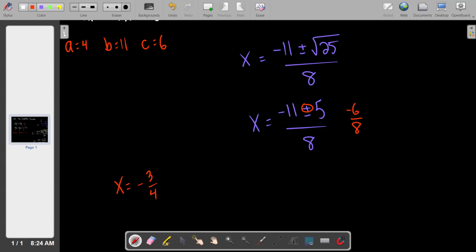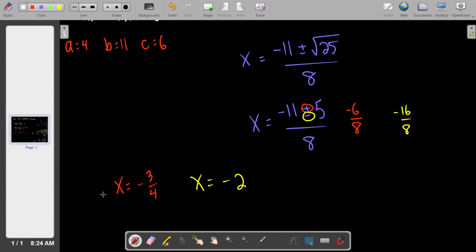The other pathway is the low road down below, the yellow one. Just math them one at a time. What's negative 11 minus 5? Negative 16, which when you divide it by 8 is equal to. Therefore, those are your solutions.